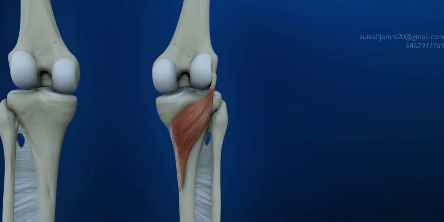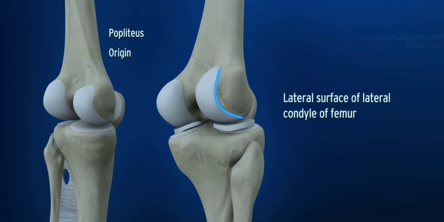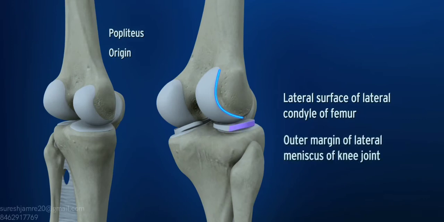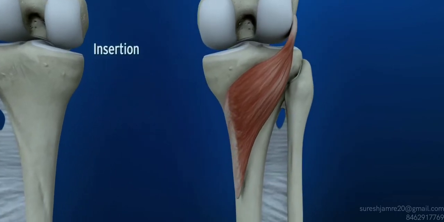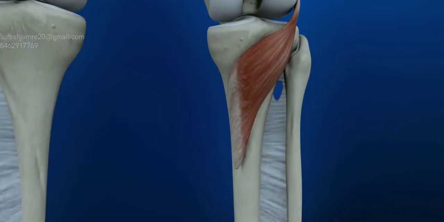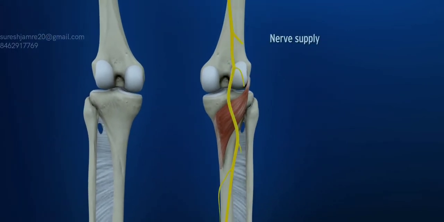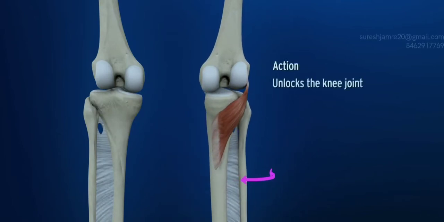Popliteus. Origin. It arises from the lateral surface of lateral condyle of femur and outer margin of lateral meniscus of knee joint. The origin of popliteus is intracapsular in nature. Insertion. The muscle inserts into the posterior surface of shaft of tibia above the soleal line. Nerve supply. Tibial nerve. Actions. It unlocks the knee joint.